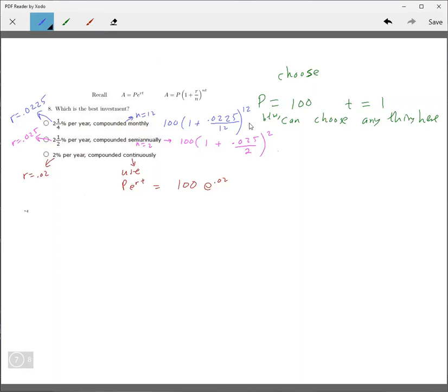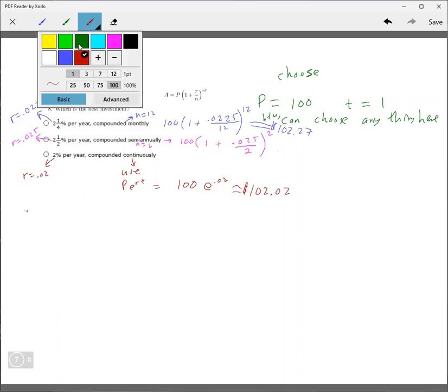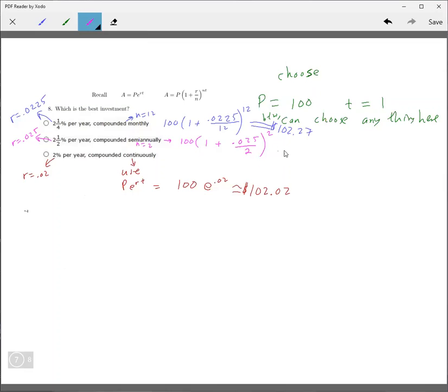Okay, so this one turned out to be approximately $102.27. This one turned out to be approximately $102.02. And the middle one turned out to be approximately $102.52. So this one looks like the best. So this should be the answer right here.